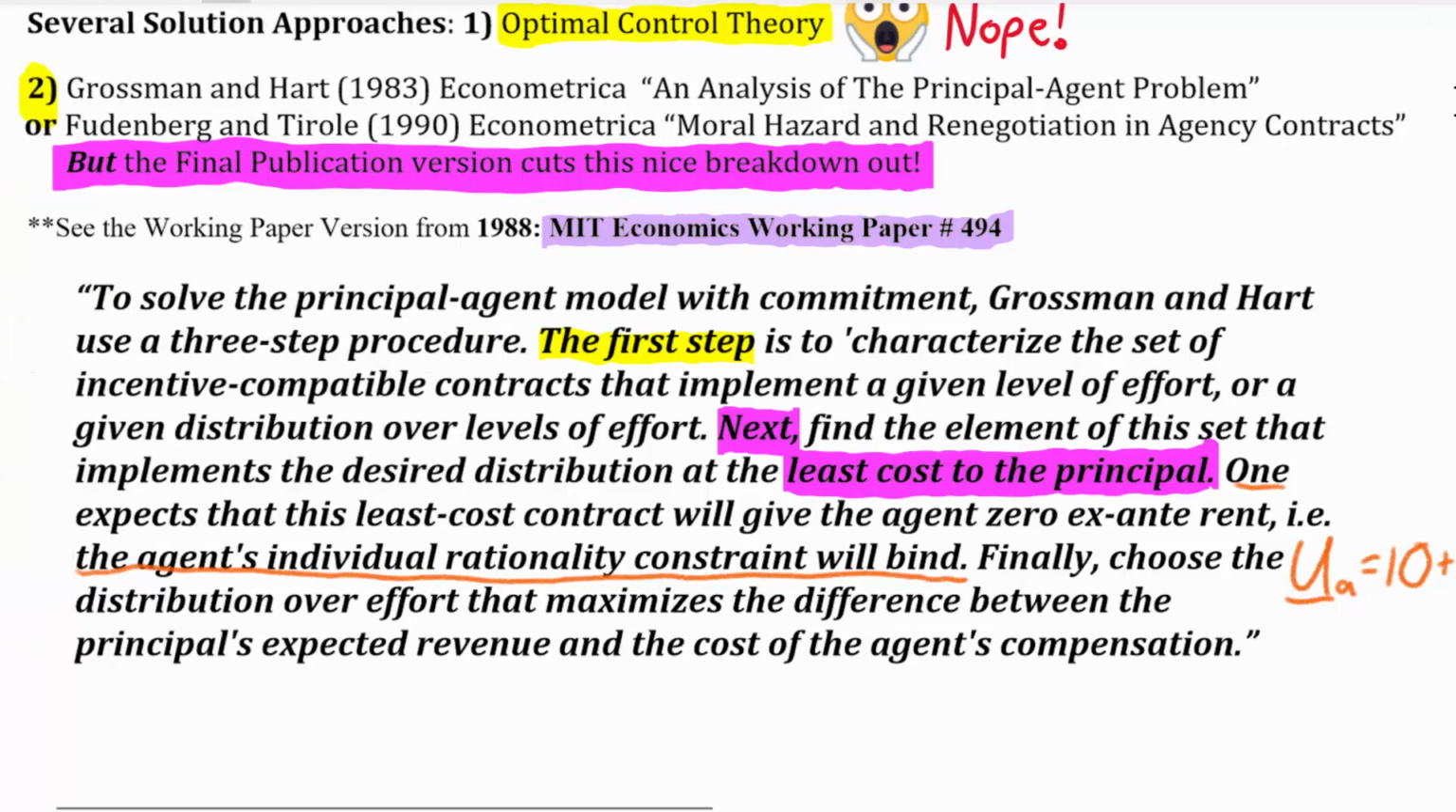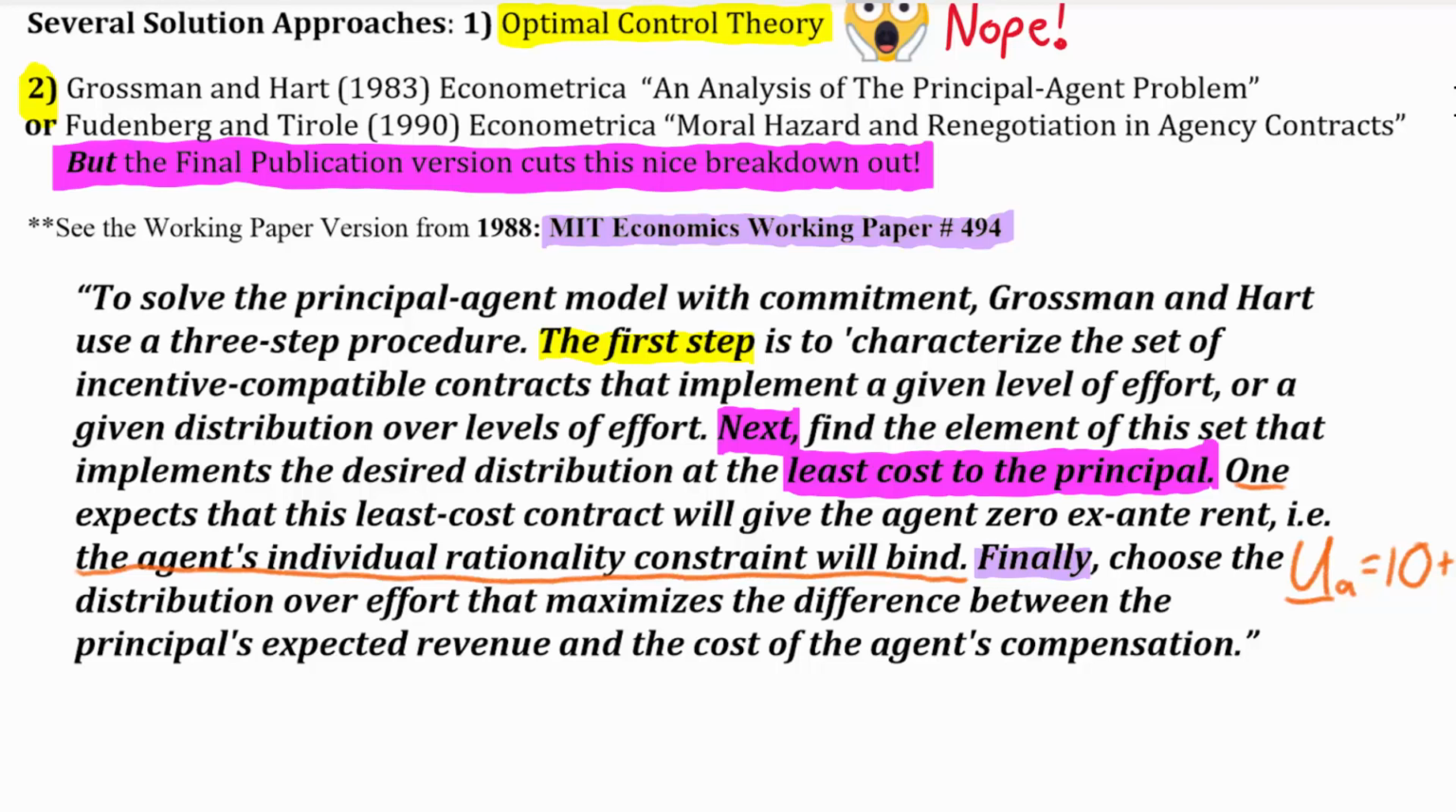Finally, last step here, choose the distribution over effort that maximizes the difference between the principal's expected revenue and the cost of the agent's compensation. In other words, once we figure out the cheapest contract to get us high effort from the agent and the cheapest contract that would get us low effort from the agent, let's ask the question, okay, now that I know how much it will cost to get high effort, and I know how much it will cost me to get low effort out of the agent, which of those two effort levels and costs actually provides me with the highest profit level?